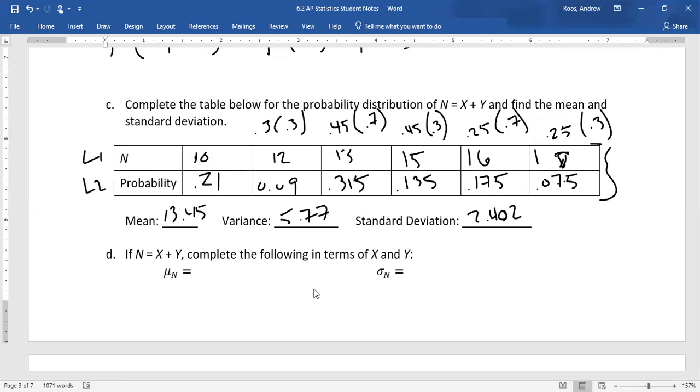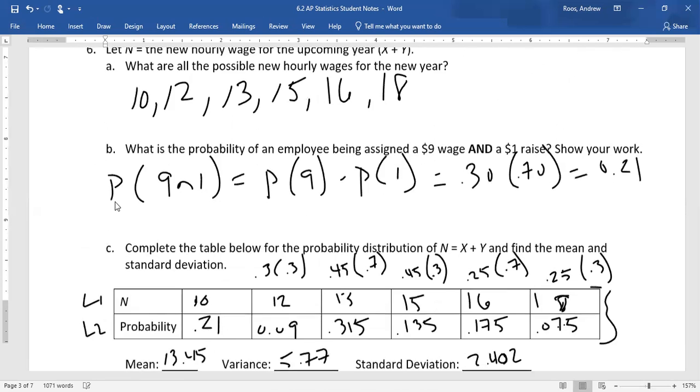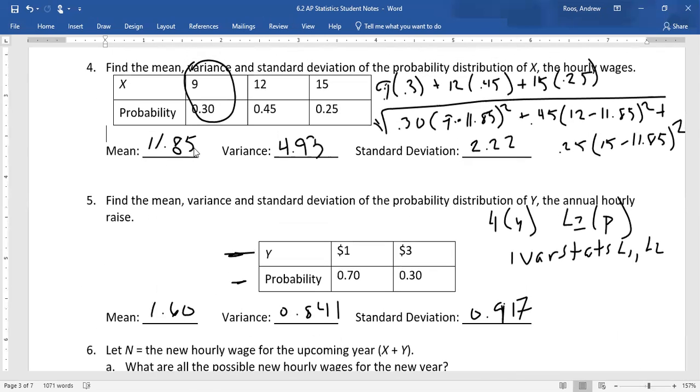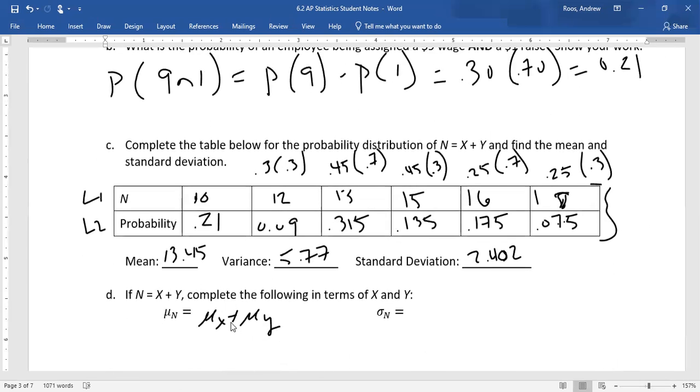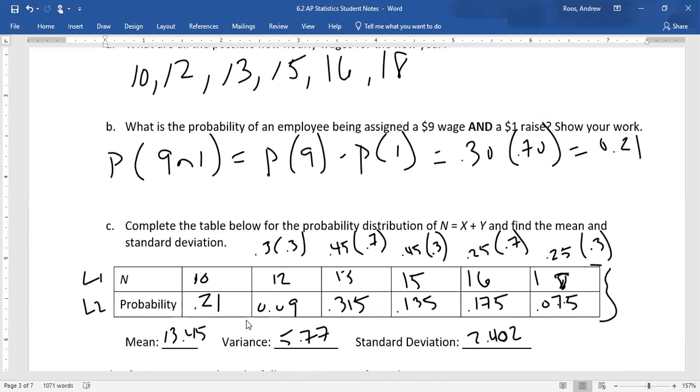Okay, so if N equals X plus Y, complete the following in terms of X and Y. Well, the mean of N, the mean of this new data here, would be the mean of X plus the mean of Y. We took the original mean with the X, the original mean with the Y, added those means together, we would get our new mean of X plus Y. Okay, because we were adding the wage and the raise.